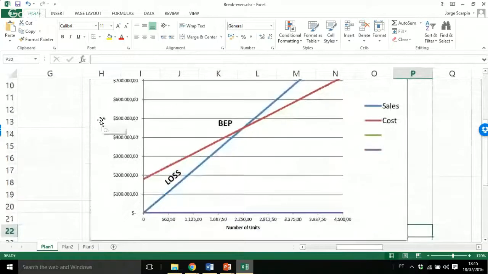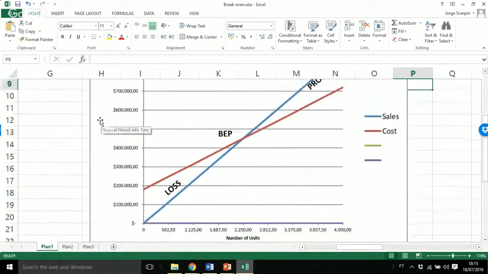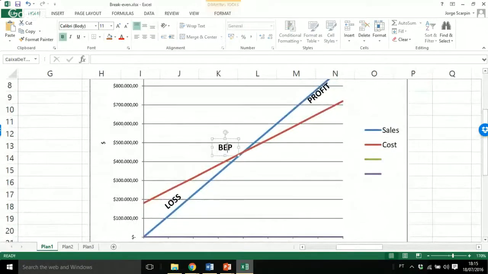And where the lines touch each other, we have our break-even point. Sales equal to total cost, net income equal to 0. So from the break-even point to the left, we have a loss because our cost line is higher than our sales line. And to the right, we have a profit because our sales line is higher than our cost line.